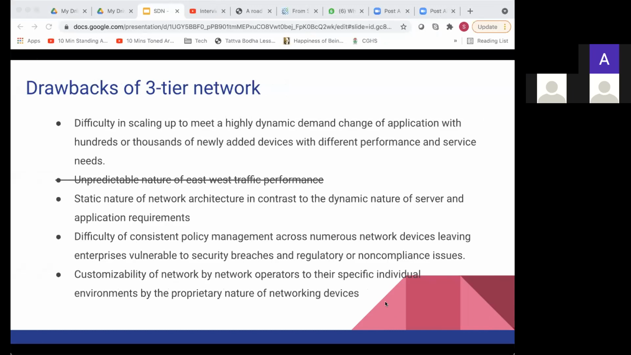Yes. So I was talking about the drawbacks. Oh, actually, I have a typo here. This is the drawback of the two-tier network. Basically it's the same slide as the three-tier network, but what the difference is, the two-tier network improved the performance of the east-west traffic. So that drawback was gone. However, the rest of the drawbacks still remained in a two-tier network. It was still the same difficulty when you scale up, you can add a device.